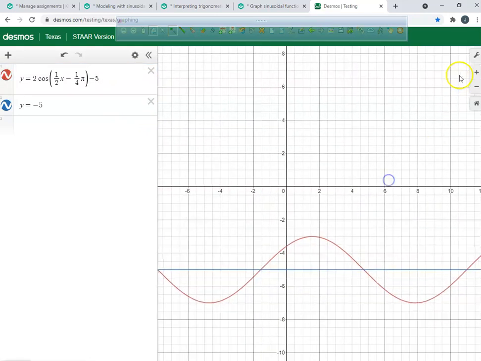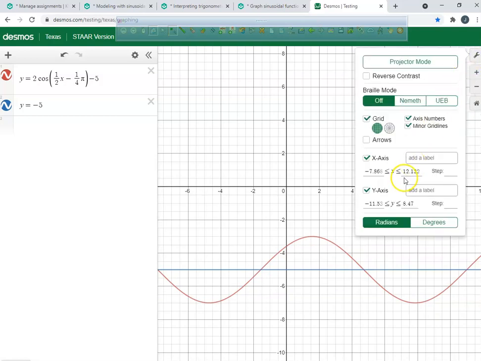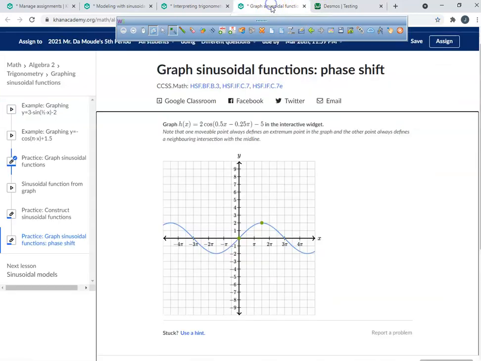It's kind of cool. Go to the little wrench, the graph settings, and we're actually going to change this from regular integers to terms of pi. So here's what I want you to do. We're going to go from negative 5 pi to positive 5 pi in the graph settings. It makes it a lot easier.